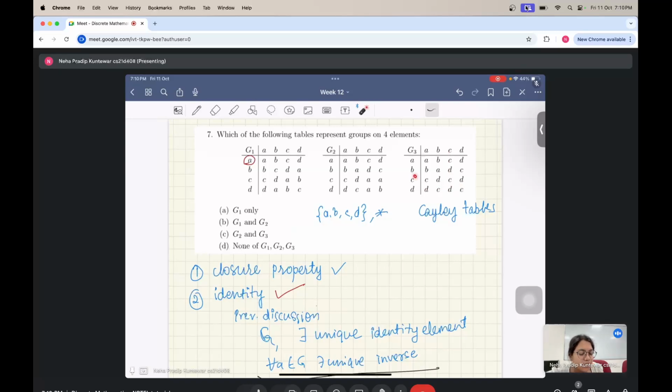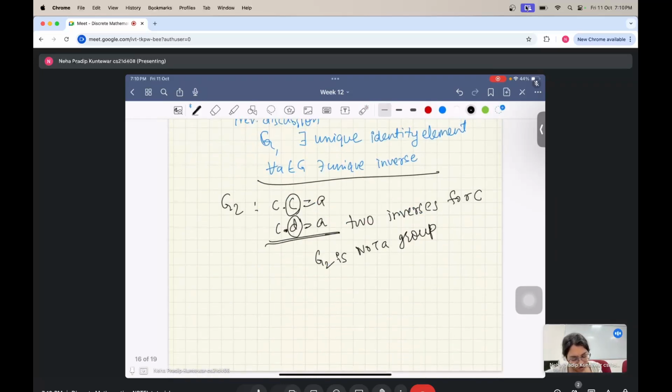So I multiply C with A, I get back C. I multiply C with B, I get back D. C with C gives me C, and C with D gives me D. So it does not give me the identity element A. And by the property of inverses, for G3, inverse is violated.